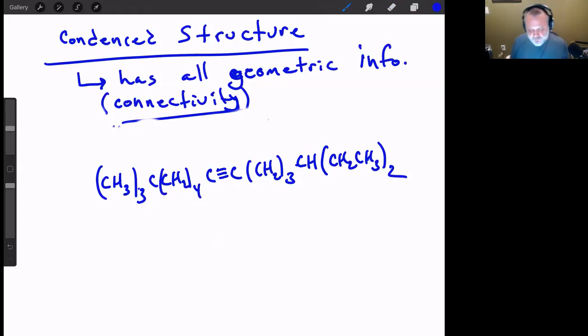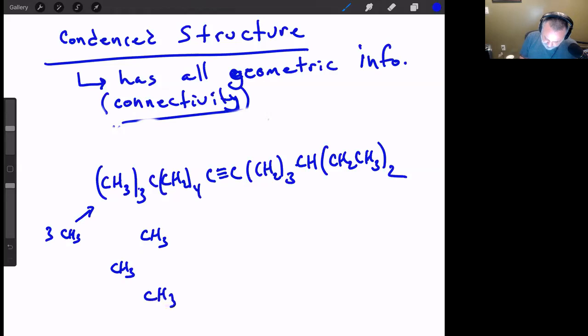It doesn't really matter where you start. Sometimes it's easier than others to start in the middle. Sometimes it's easier to start on the end. I'm just going to start on the end because that's where most people do. I'm going to read it from left to right. So the first thing I have to say is, look, I've got 3 CH3 groups. So let me write them out. There's 1, there's 2, there's 3. What are they connected to?